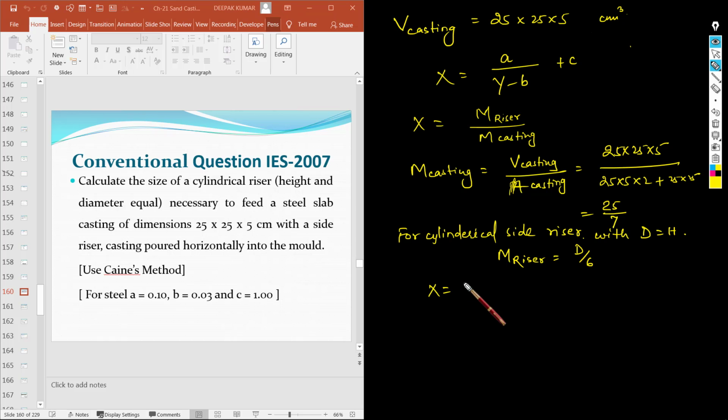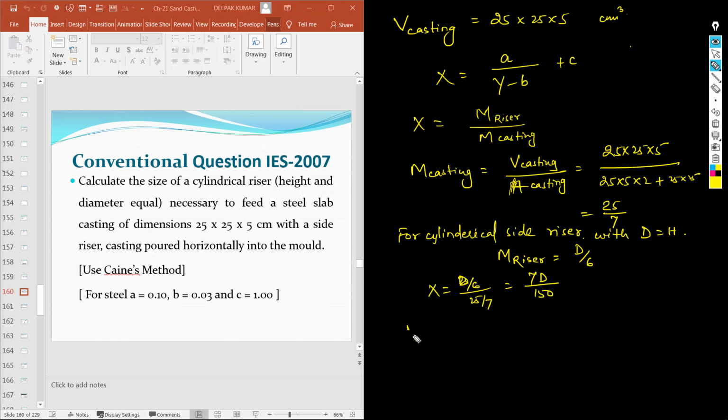So x will be 25 d by 6 divided by 25 by 7. So it will give you 7d divided by 150. X we have got in terms of d, unknown. Similarly, we will get y in terms of the unknown, so in terms of d.